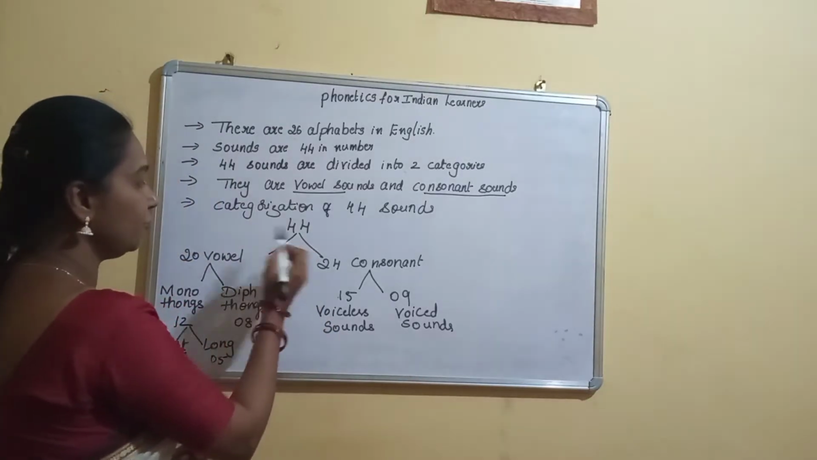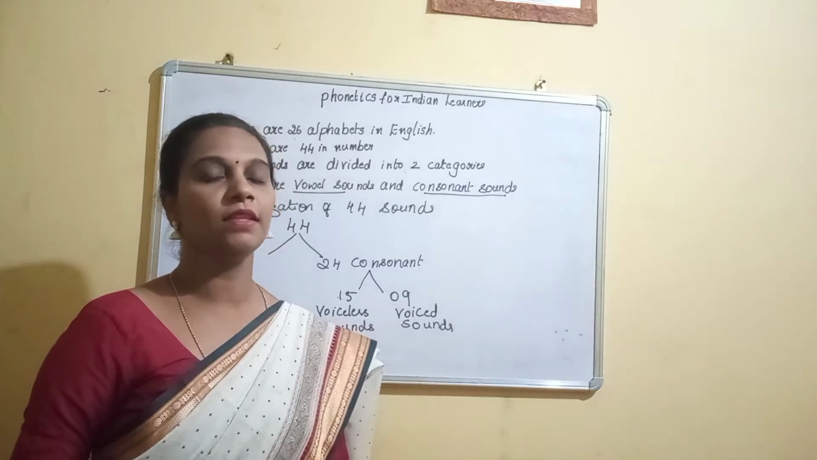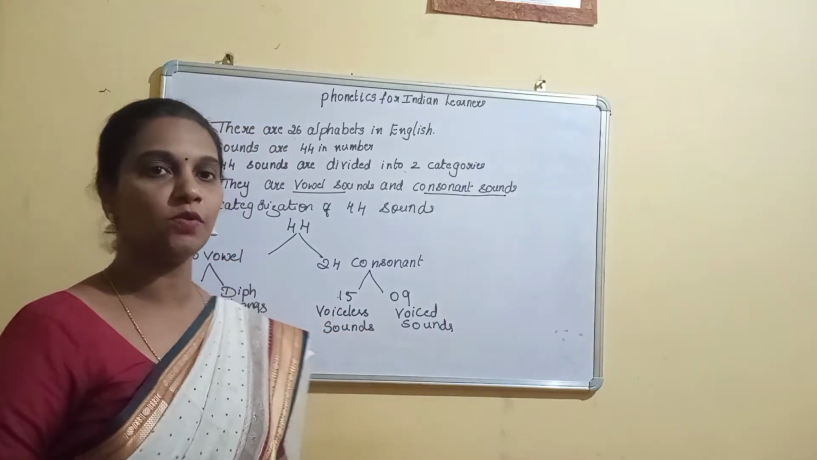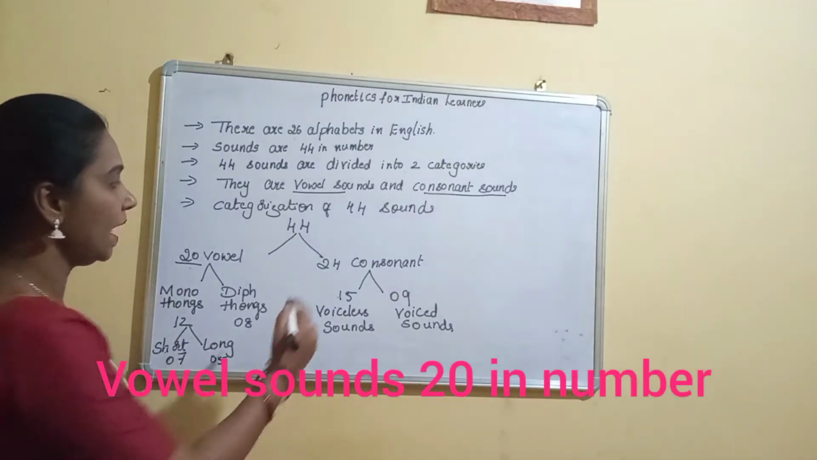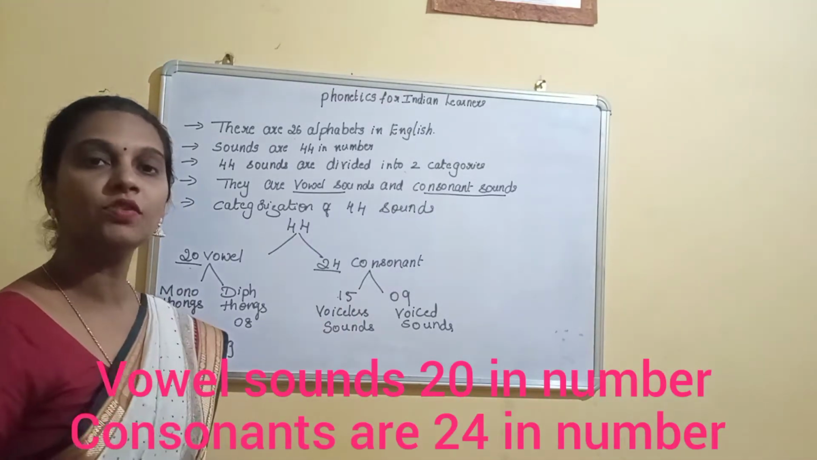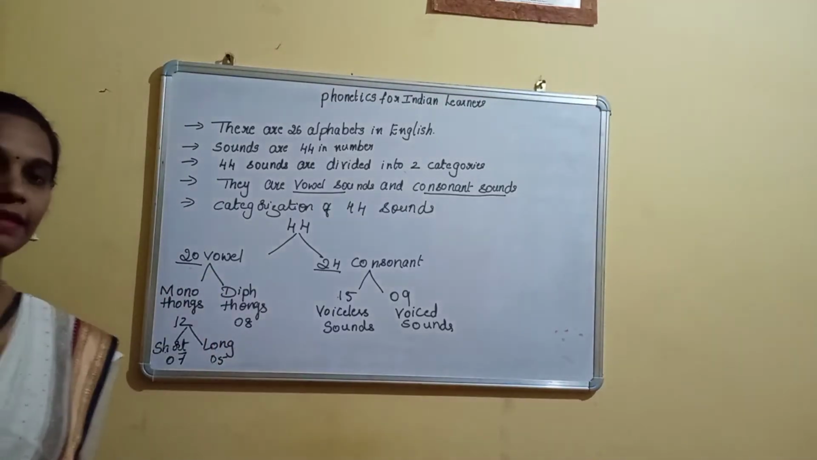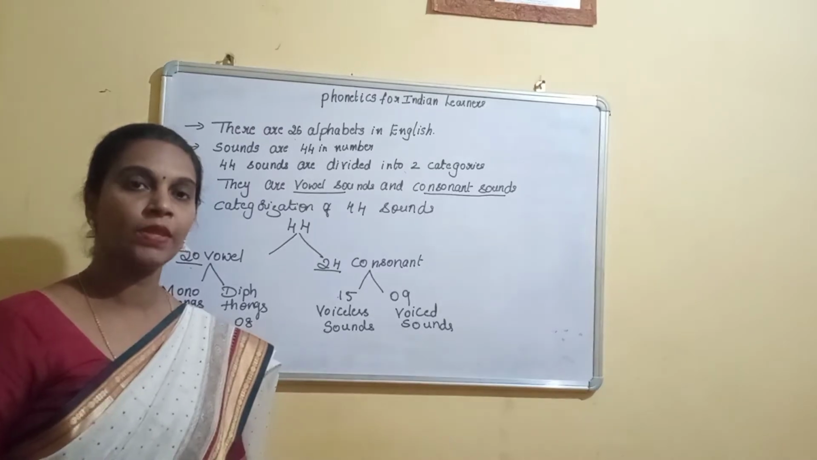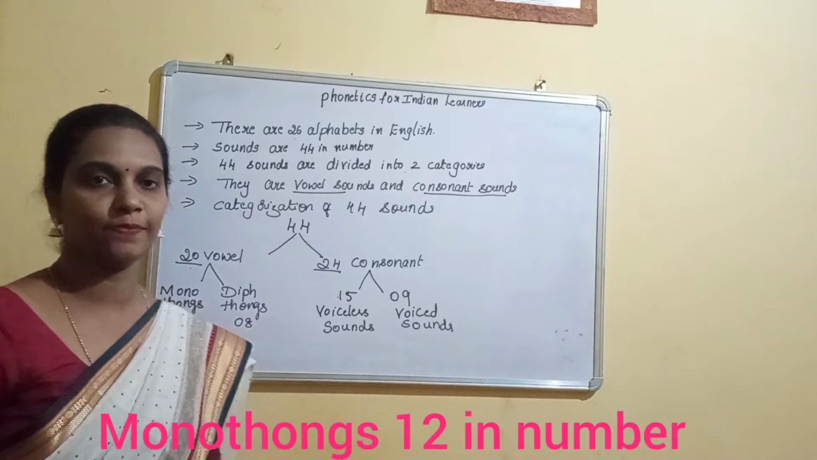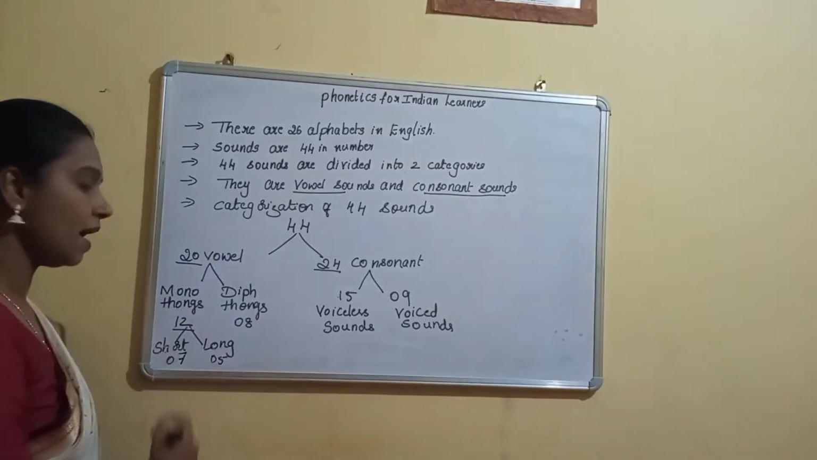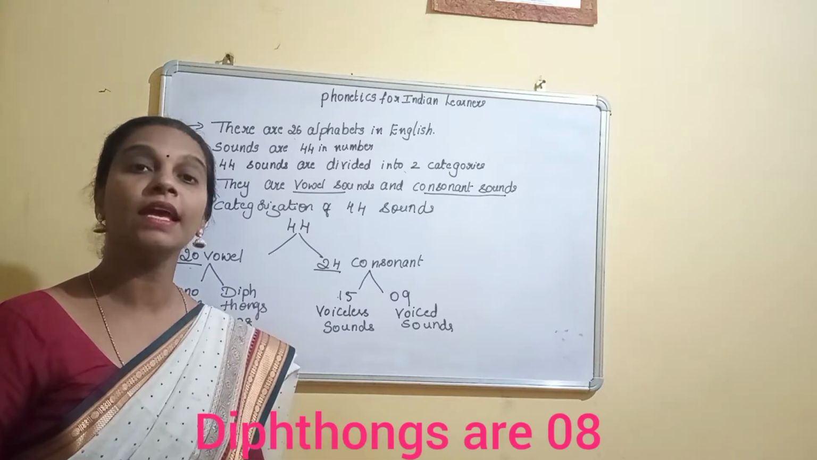The 44 sounds are again divided into two groups: the vowel sounds and the consonant sounds. The vowel sounds are 20 in number and the consonant sounds are 24 in number. The vowel sounds are again divided into two groups: monophthongs and diphthongs. The monophthongs are 12 in number and the diphthongs are 8 in number.